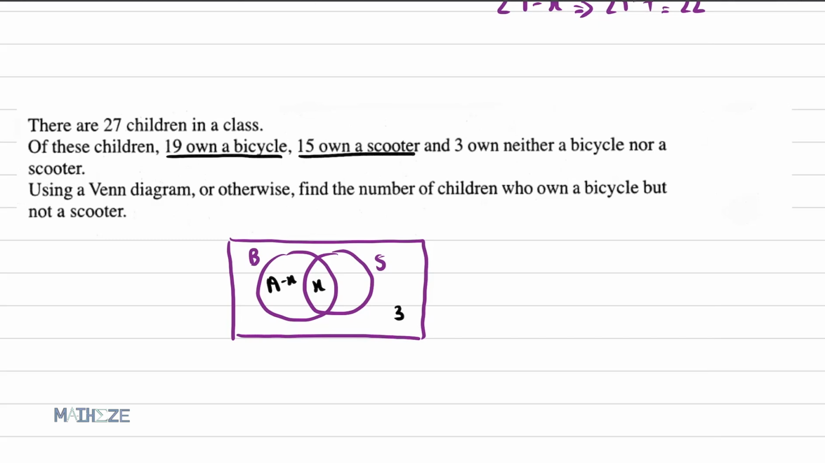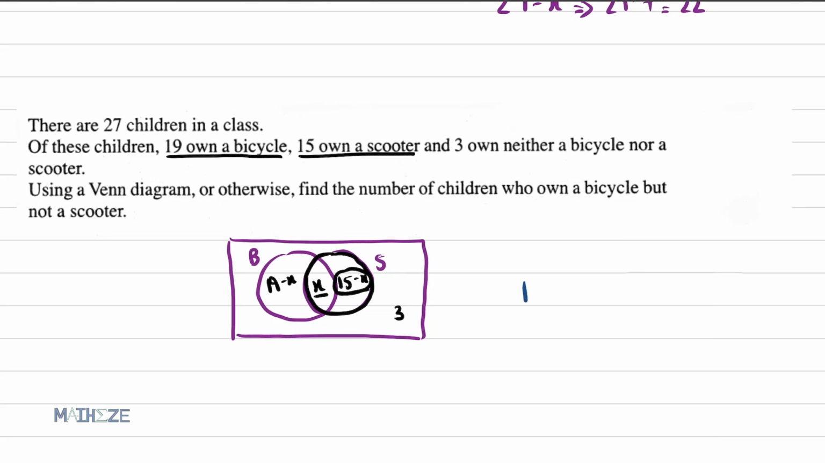Now, 19 own a bicycle, that means this will be 19 minus x. 15 own a scooter, that means 15 minus x, right? Because this entire thing should be 15. If this is x, this will be 15 minus x. Got this? Okay. If the question said only scooter is 15, you would not write 15 minus x, you would just write 15. I'll show that to you in the next question, but let's answer this first.